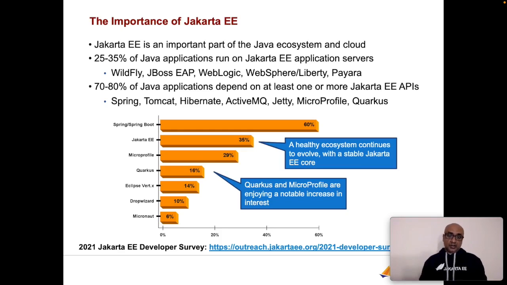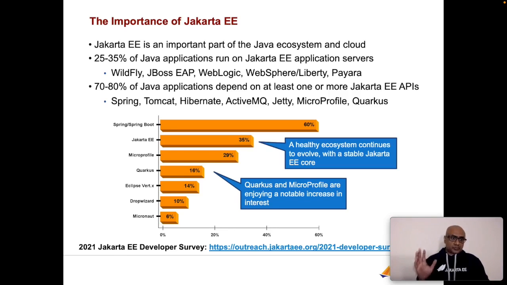In fact, if you look at the Jakarta EE Developer Survey, you'll see the higher end number, which is about 35%. Now, let's assume for a moment that you're not using a Jakarta EE server. Does that mean this is a technology set that doesn't matter to you anymore? Well, that is also very far from the truth, because the reality is a vast majority of Java developers are using and are dependent upon the health and well-being of these technology sets. About 70 to 80% of Java applications depend, at least directly or indirectly, on at least one, and most likely more than one, of a sizable number of technologies from Jakarta EE.